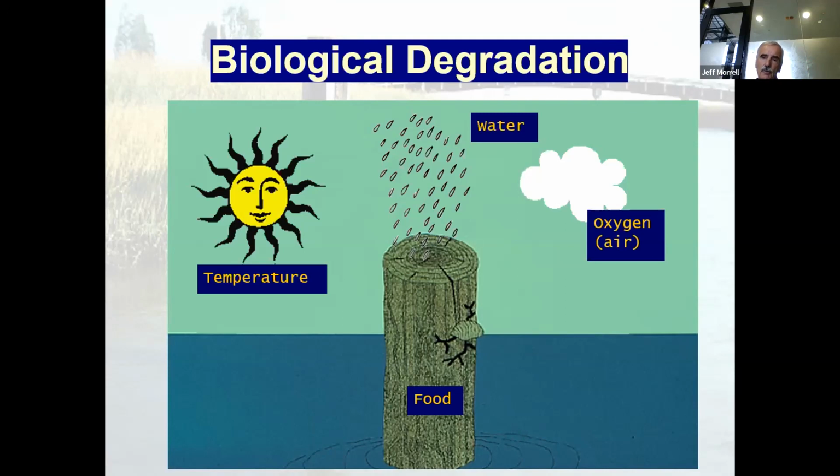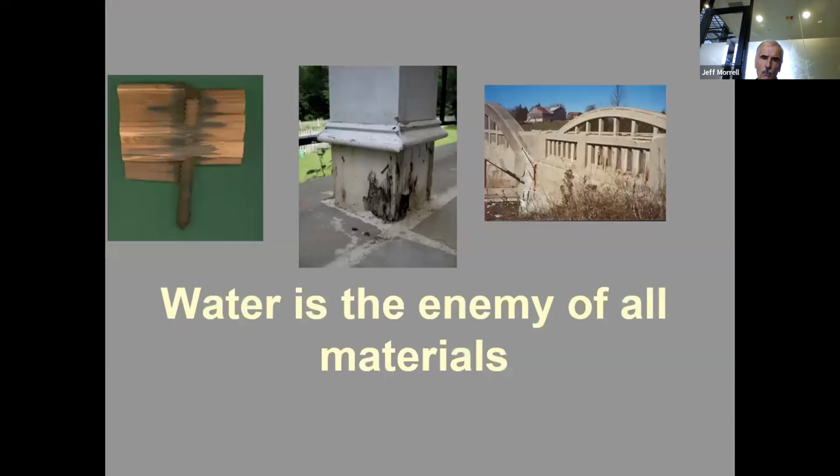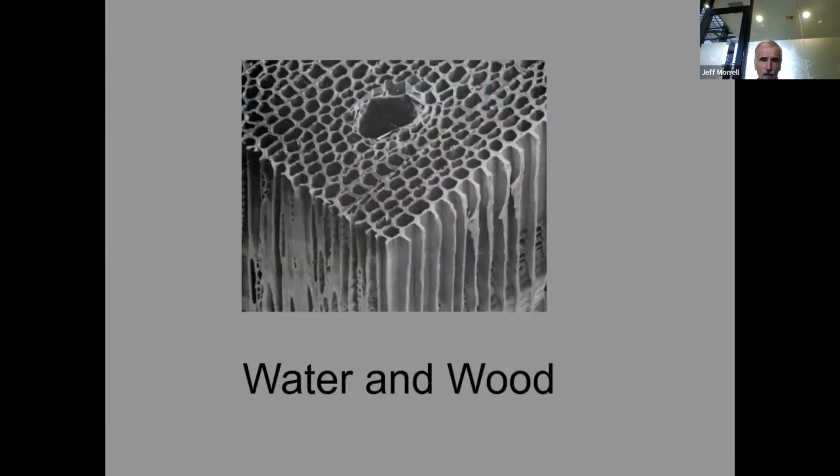But realistically, what we do mostly in design is we either exclude water, so we have the wood too dry for organisms to grow, or we alter the food source. And those are the 2 methods of extending or making sure wood lasts a long time. So water is really the enemy of all materials. It isn't just timber, it's steel and concrete. So looking at water intrusion is really important.